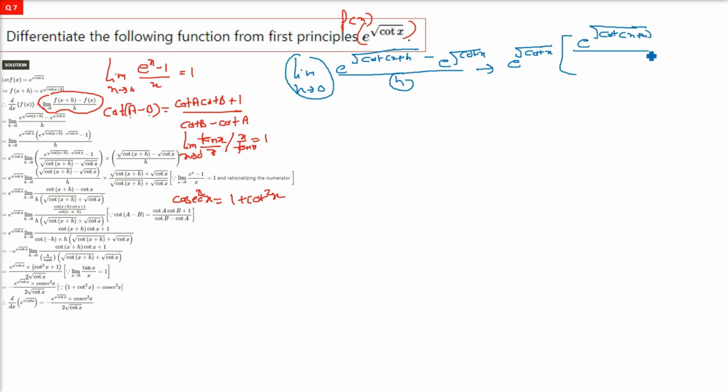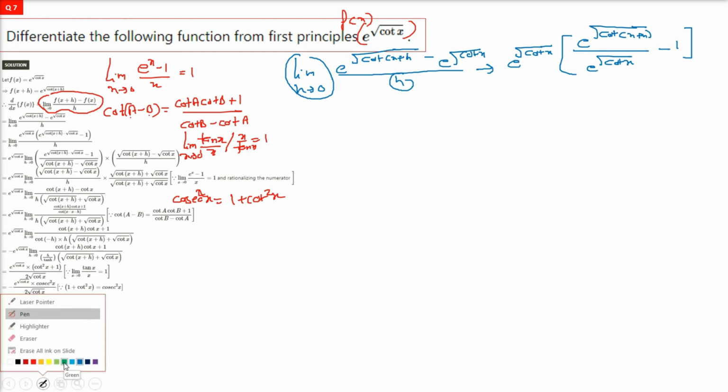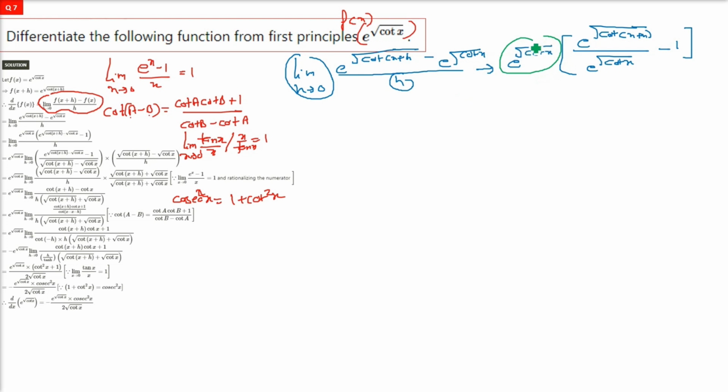So e root cot x plus h divided by e under root cot x, minus, we already took e outside, so you can have just minus 1. So what I am trying to suggest here is e under root cot x is the first term which we already got. So I am just making a circle around it in order for you to later know that we have this term already.